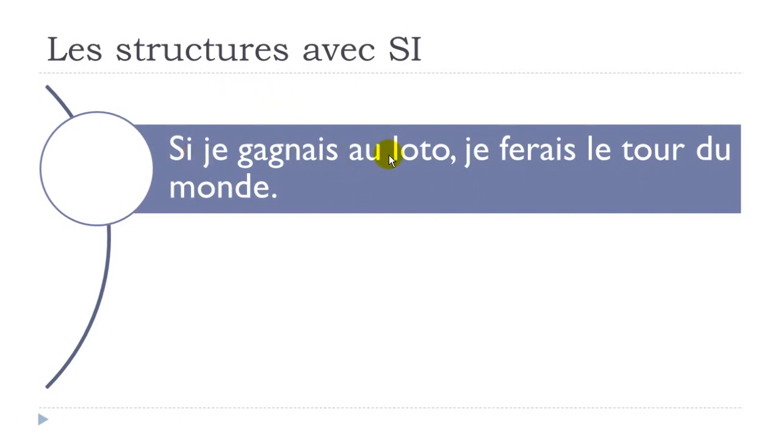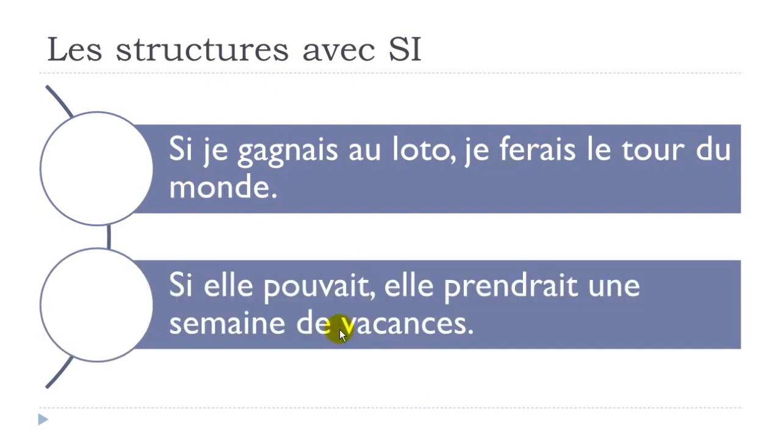Okay, so si je gagnais au loto, je ferais le tour du monde. And then the second example, si elle pouvait, elle prendrait une semaine de vacances. Okay, so here you've got this pouvoir form, can, and it's at the imparfait form, and it's followed by the conditionnel présent, prendre, to take, okay, une semaine, one week, de vacances, vacation, okay, holiday. So if she could, she would take one week off if you want, okay, or vacation week.